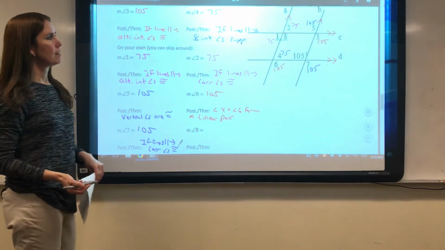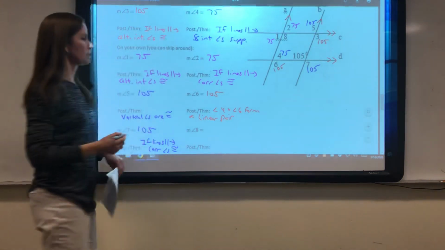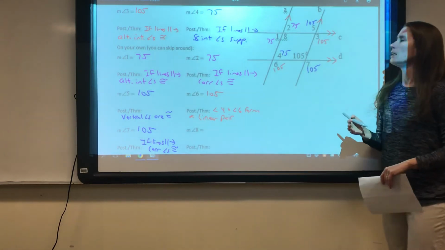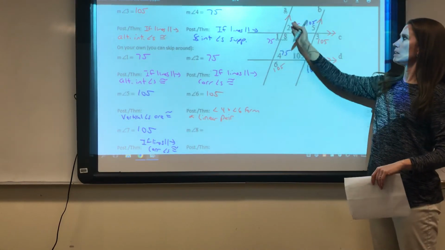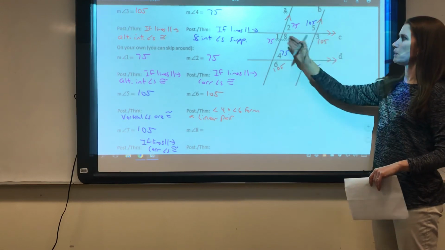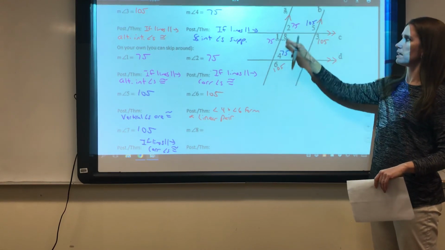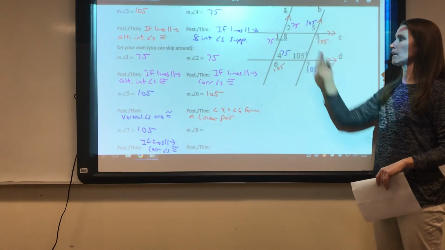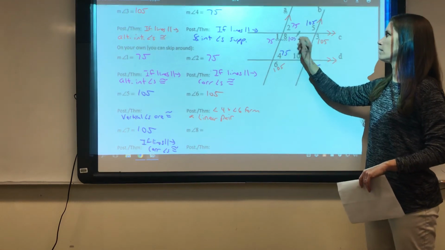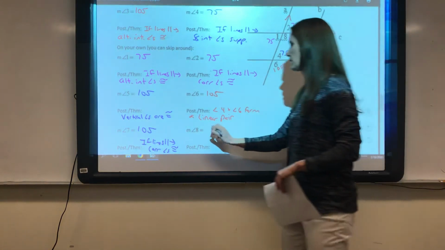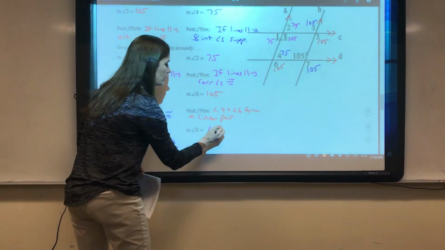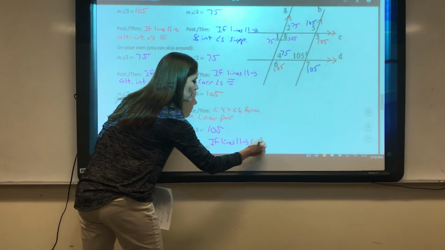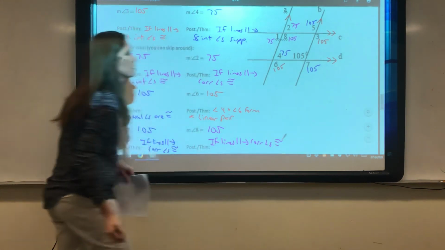Okay, and then the last one they're asking us for is angle 8. So again, multiple different ways I could figure this out. I can see a linear pair here, a linear pair here. I can see corresponding angles here. I can see same side interior angles here. Lots of different options. I'll probably just use corresponding angles again. So that must be 105. But you could say something different if you wanted to. So if lines parallel, then corresponding angles are congruent.